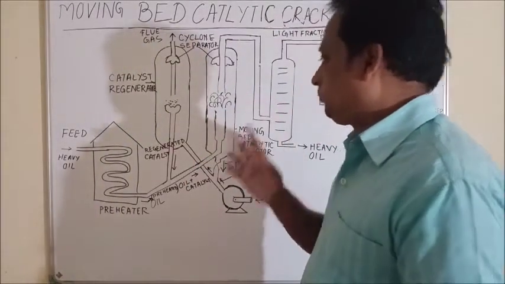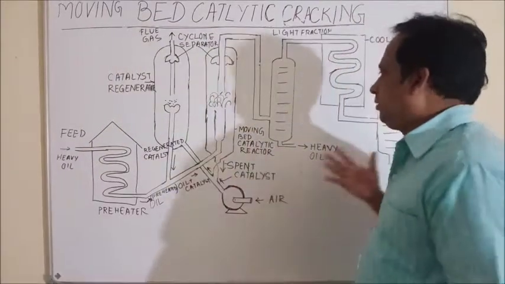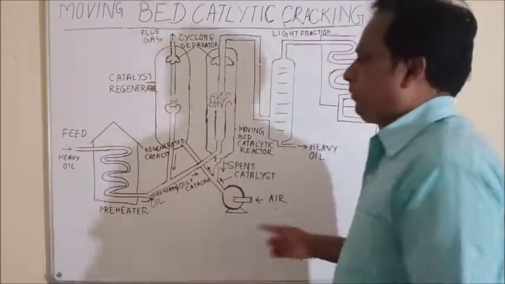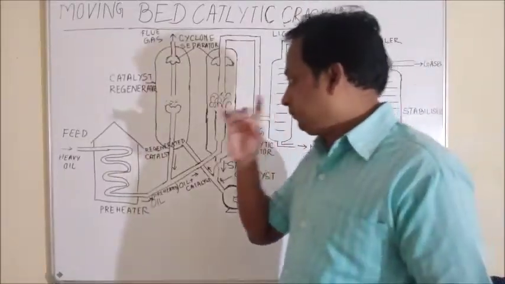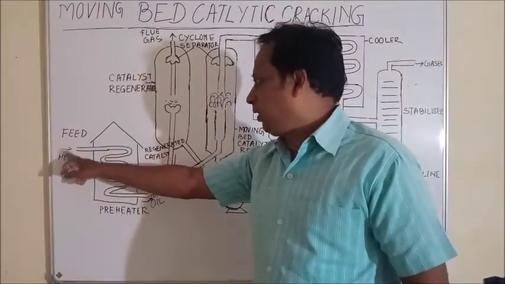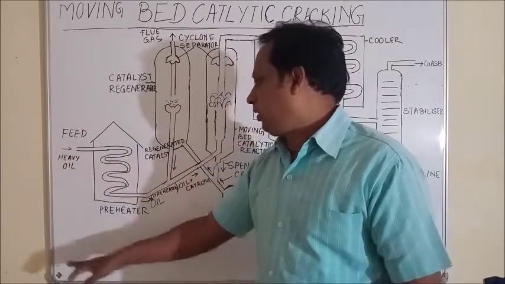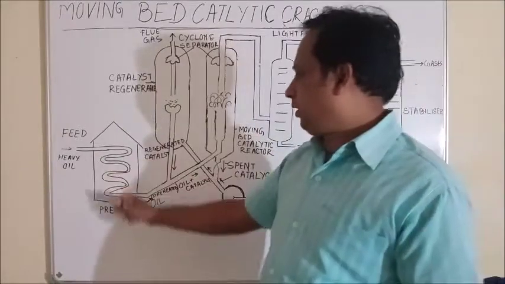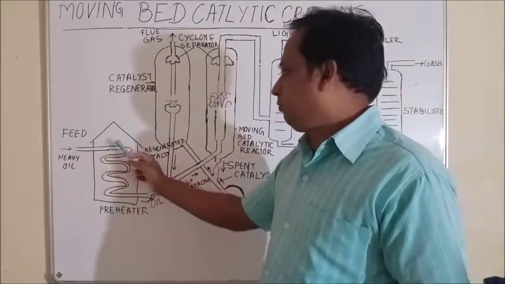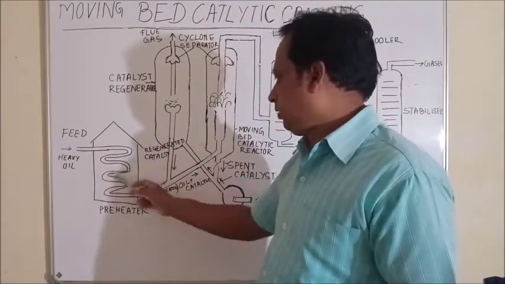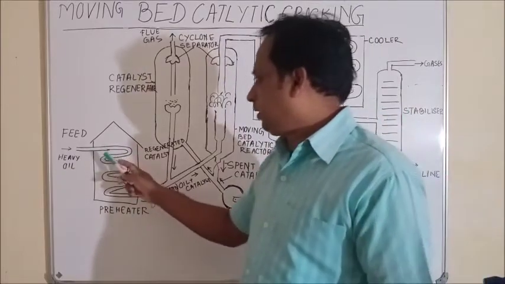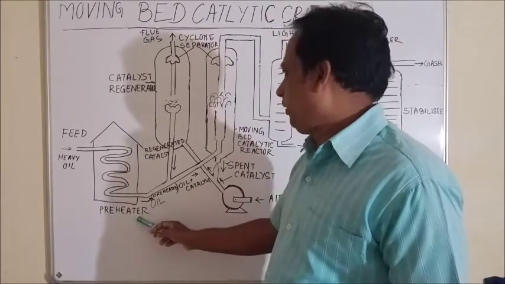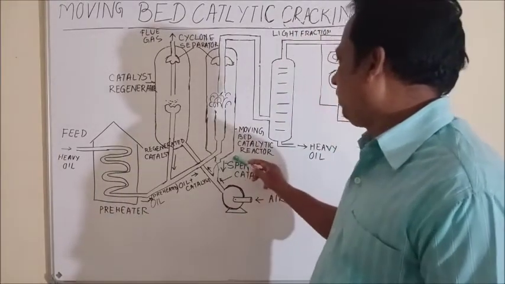Now, this is the flowchart for the moving bed catalytic cracking. In this process, the heavy oil is fed into the preheater. Here the heavy oil is charged into the preheater. After passing through the preheater, the preheated oil comes directly to the reactor.